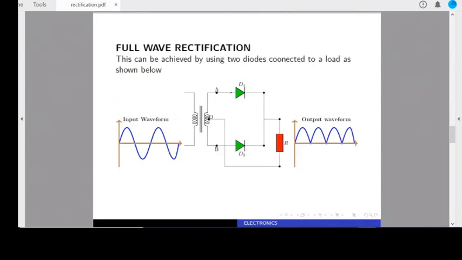Full wave rectification is achieved by using a diagram shown below.